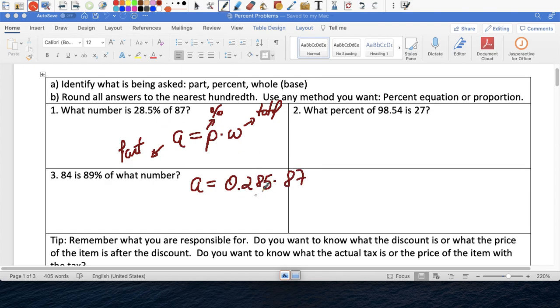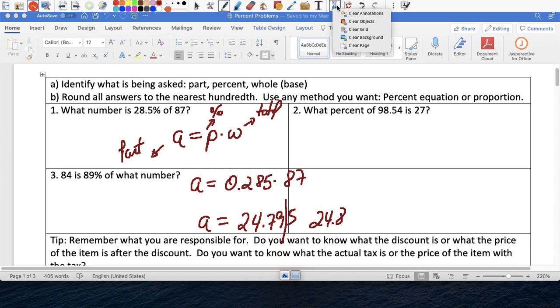So you're taking 28.5% of 87, and this gives you a more straightforward answer. You get 0.285 times 87. You get 24.795. Actually, you get the same answer, right? And again, you round it, 24.8. Choose whichever way you like.